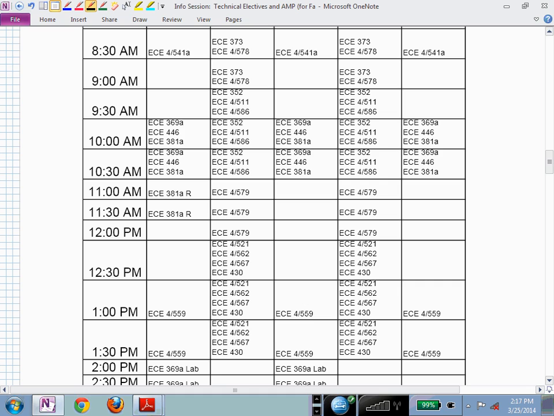Yes, so the R, that's my own notation. That's a recitation hour. And that may meet in a computer lab, actually, so that you can now figure out this 3-dimensional idea or concept of electromagnetic waves. So you need to really be brushed up on your vector calculus for 381A.